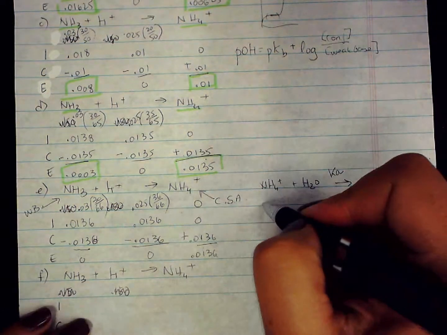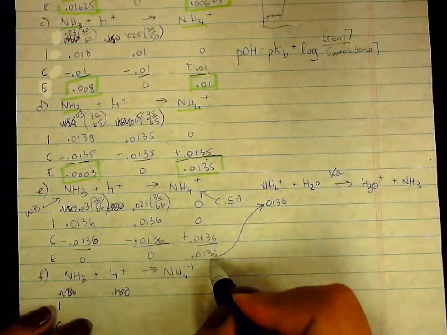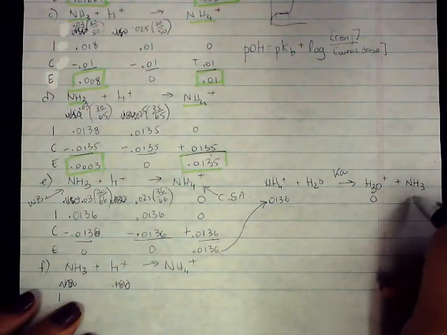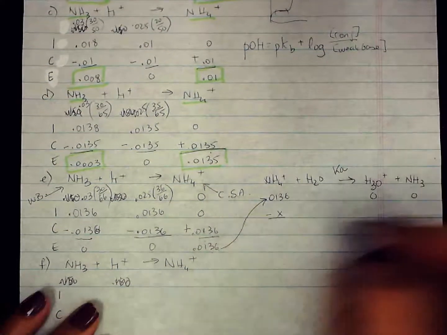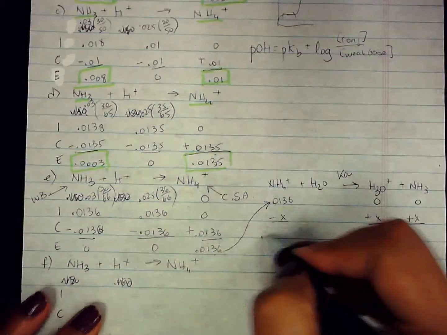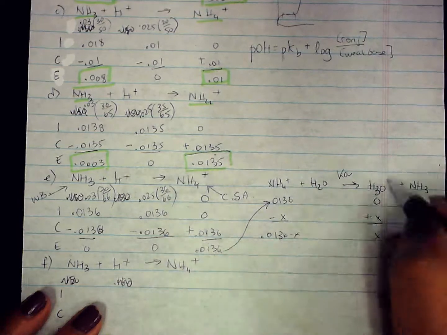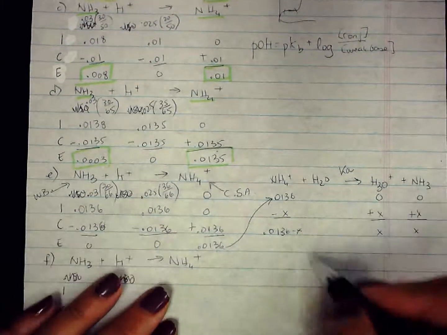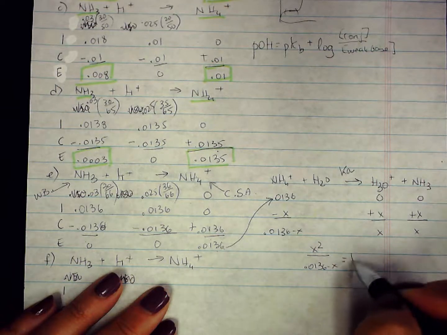This initial concentration, 0.0136, comes from the ending concentration from the first RICE chart. I'm going to have no hydronium present initially, no ammonia present initially. In terms of losing ammonium, it's going to be X amount. I'm going to gain X for hydronium, gain X for ammonia. Your E line is going to read 0.0136 minus X for ammonium, X for hydronium, and X for ammonia. To calculate X, you're going to say X squared over 0.0136 minus X is equal to the Ka.